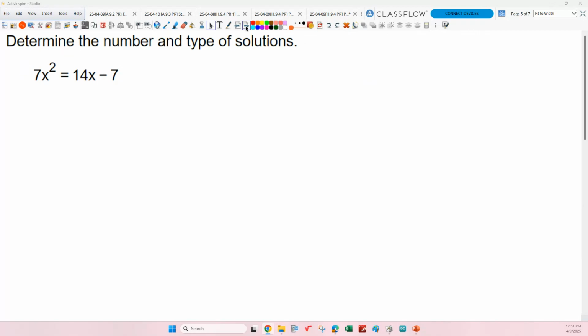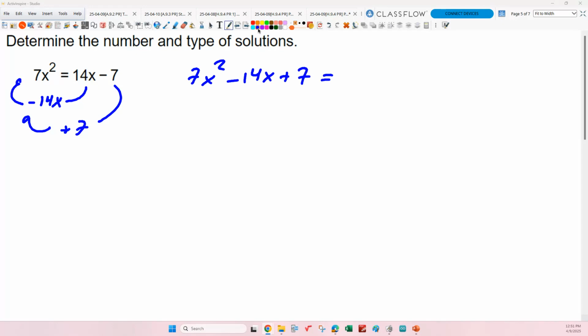Now, all we want to know here is to determine how many solutions and what kind of solutions they are going to be. What would I do? Okay, good. I got to get it all equal to 0, don't I? Good. So we're going to subtract 14x to the other side, and we're going to add 7 to the other side. And doesn't that just give me 7x squared minus 14x plus 7 equals 0, right?